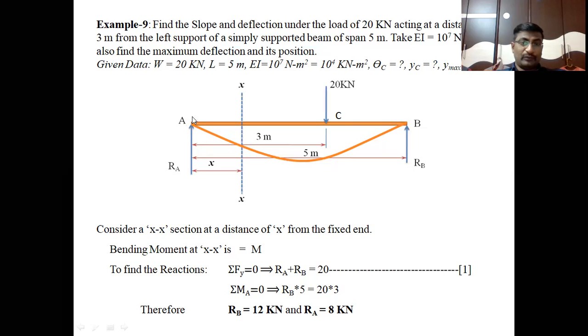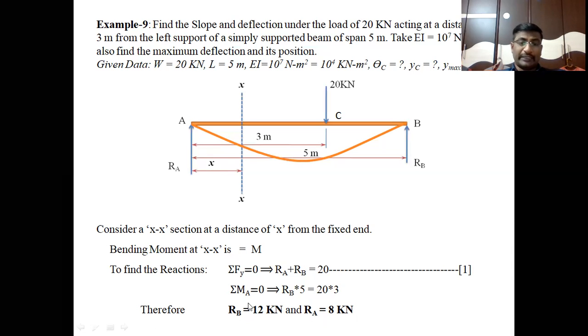If we take the moment at A, Rb into 5 is in anti-clockwise direction, positive, and minus 20 into 3, it is clockwise, minus 20 into 3. So Rb into 5 minus 20 into 3 equal to 0. So Rb into 5 equal to 20 into 3. From this, Rb is equal to 12 kilonewtons. After substitution of the Rb value in equation 1, Ra is equal to 8, because the summation of these two is 20. These are the reaction forces at the supports, Ra and Rb values.